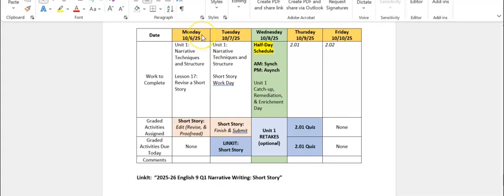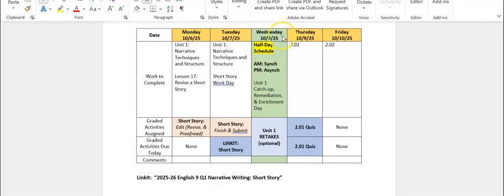So then Monday, October 6th, we will continue working in our short story assignment, Unit 1 Lesson 17, revise a short story, edit, revise, and proofread. Tuesday the 7th, we will have a short story work day to finish and submit. The short story assignment in Linkit is due on Tuesday, October 7th. In Linkit, it is called 2025-26 English 9 Q1 Narrative Writing Short Story.